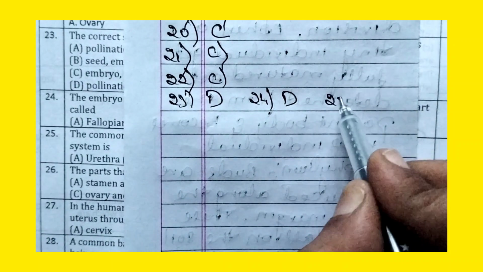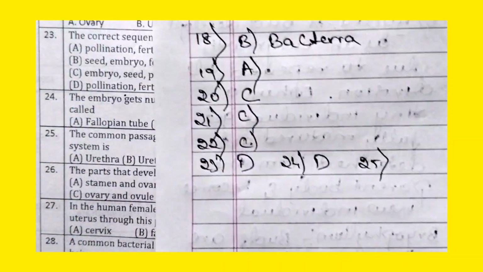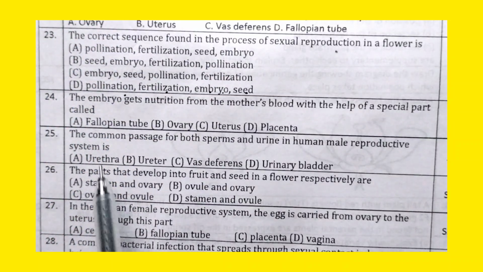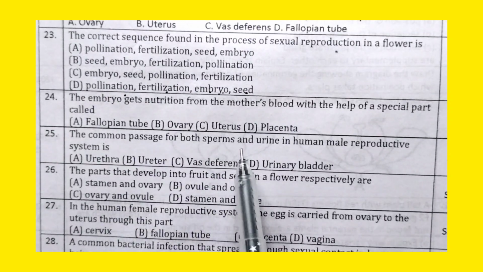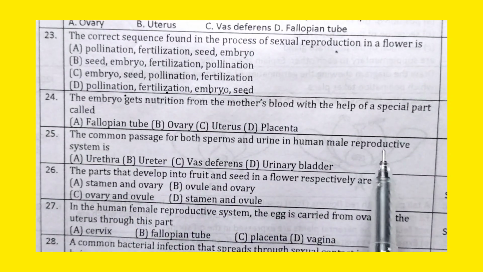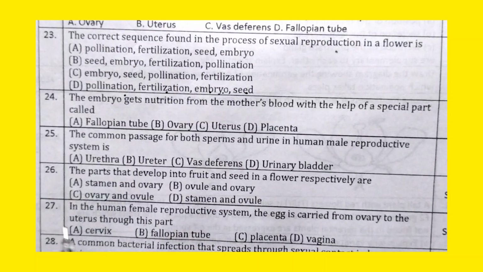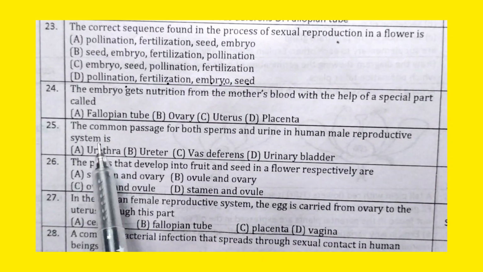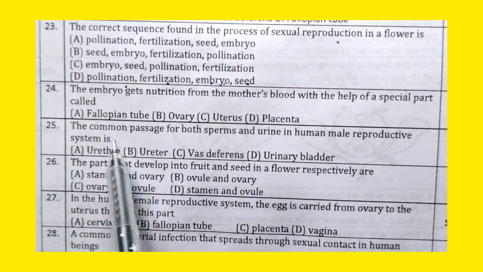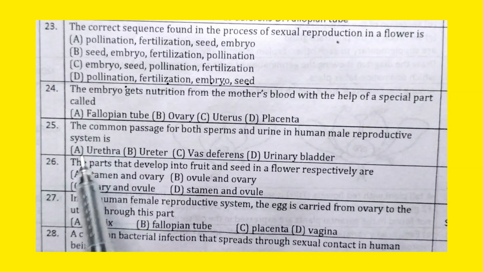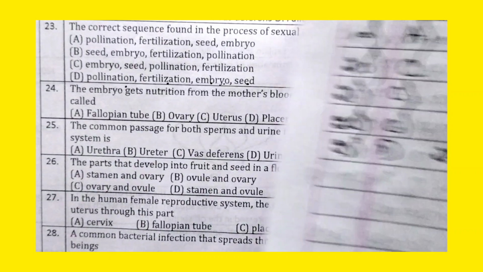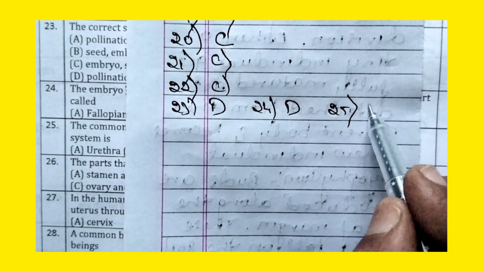Now let us move to the 25th question. The common passage for both sperms and urine in the human male reproductive system is, so the common part for both, that is urethra. So urethra is the common passage for both sperm and urine. So for 25th, the right answer is option A.